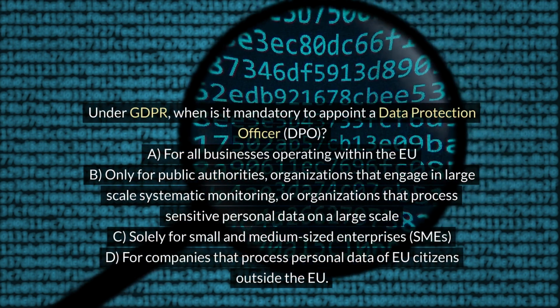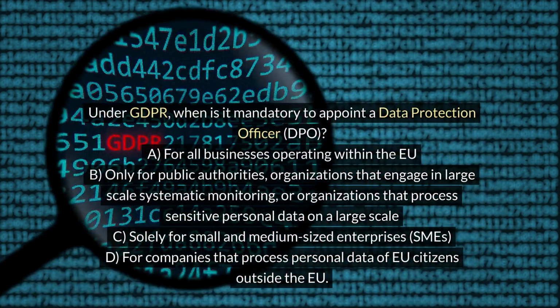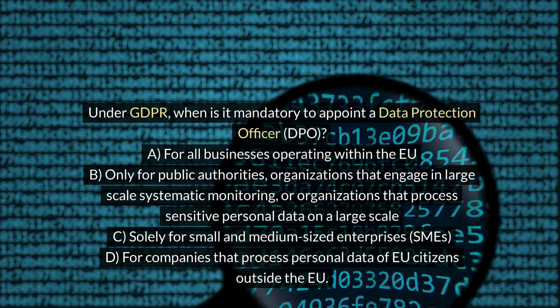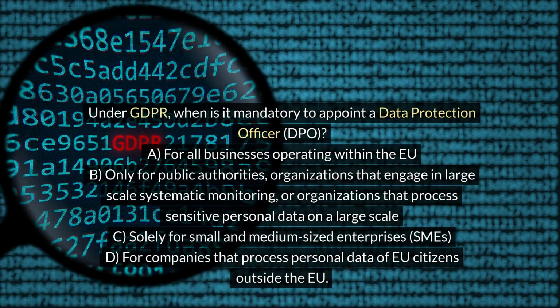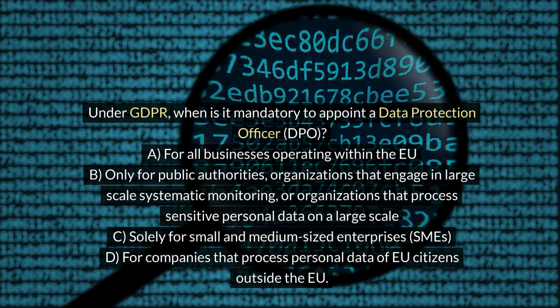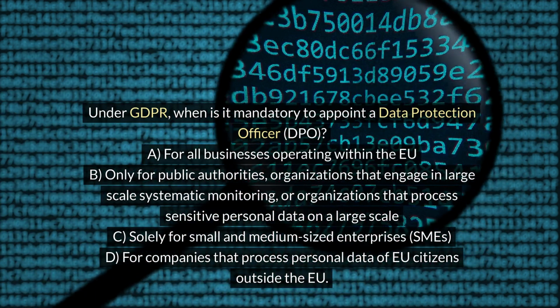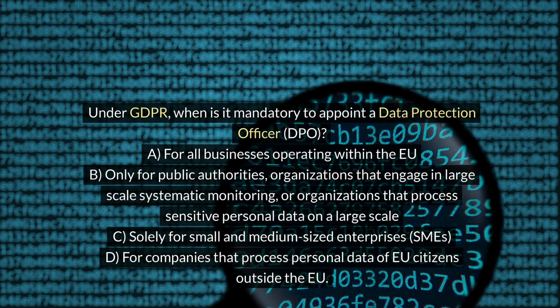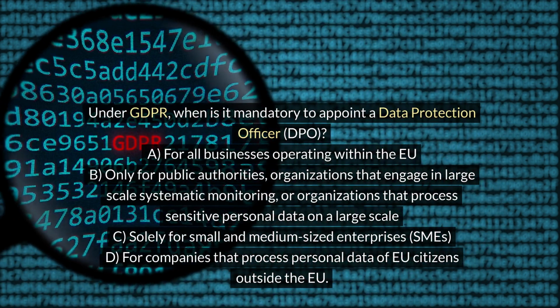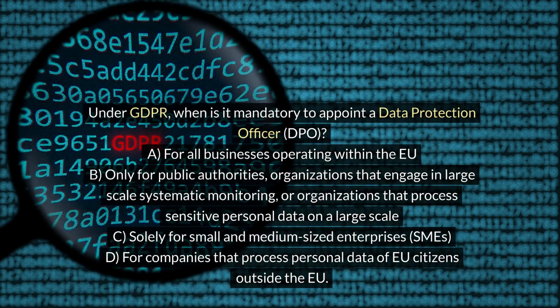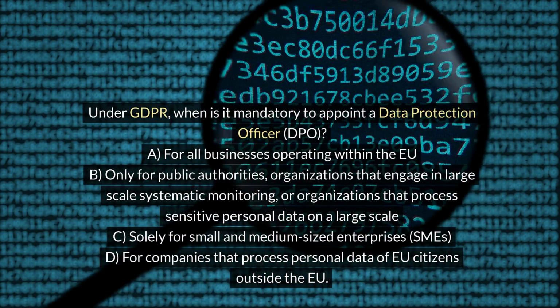Under GDPR, when is it mandatory to appoint a data protection officer, DPO? A. For all businesses operating within the EU. B. Only for public authorities, organizations that engage in large-scale systematic monitoring, or organizations that process sensitive personal data on a large scale. C. Solely for small and medium-sized enterprises, SMEs. D. For companies that process personal data of EU citizens outside the EU.